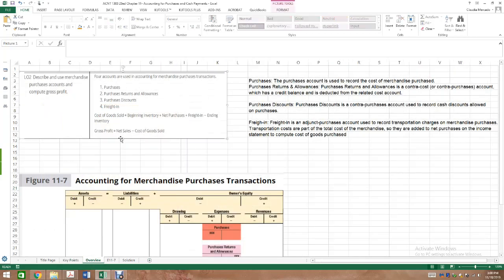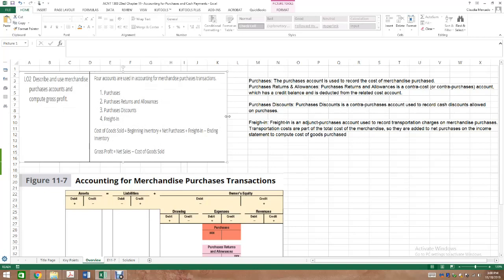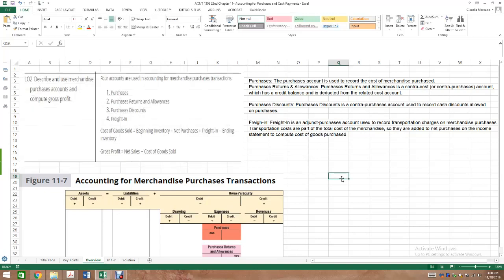Now, in this textbook, or I'm sorry, in this chapter, we are being introduced to new accounts. Okay, so there's 4 new accounts that are introduced. We have purchases, returns and allowances, purchases discounts, and freight. Okay, so my purchases account is used to record the cost of the merchandise purchase. Okay, so if I buy merchandise, if I buy parts, if I buy whatever it is that I'm buying so I can be able to sell my goods, that goes under purchases.